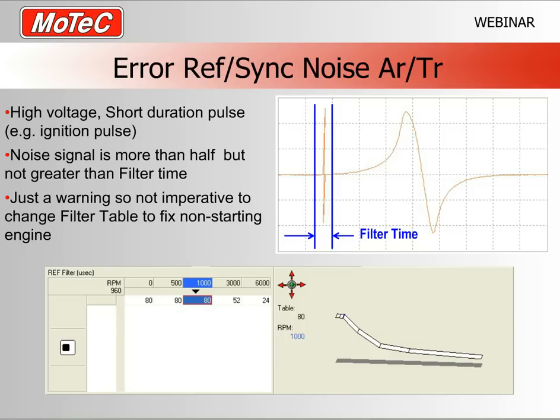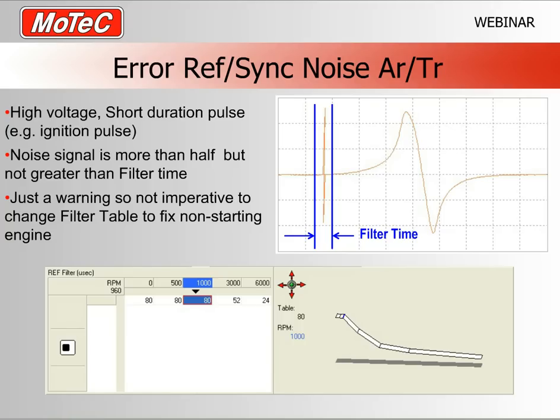A quick explanation of your noise AR and TR warnings. I'll just run through this fairly quickly. Basically, you set up a filter table, as in my previous webinars. Now what we're saying is if you have a noise spike in the top right hand corner there from, say, the ignition, they're very short duration but quite high voltage.